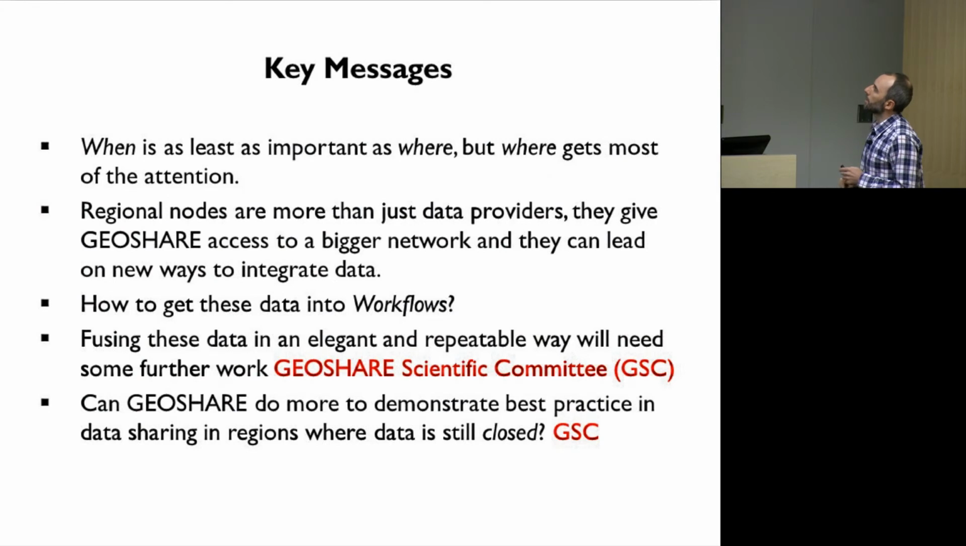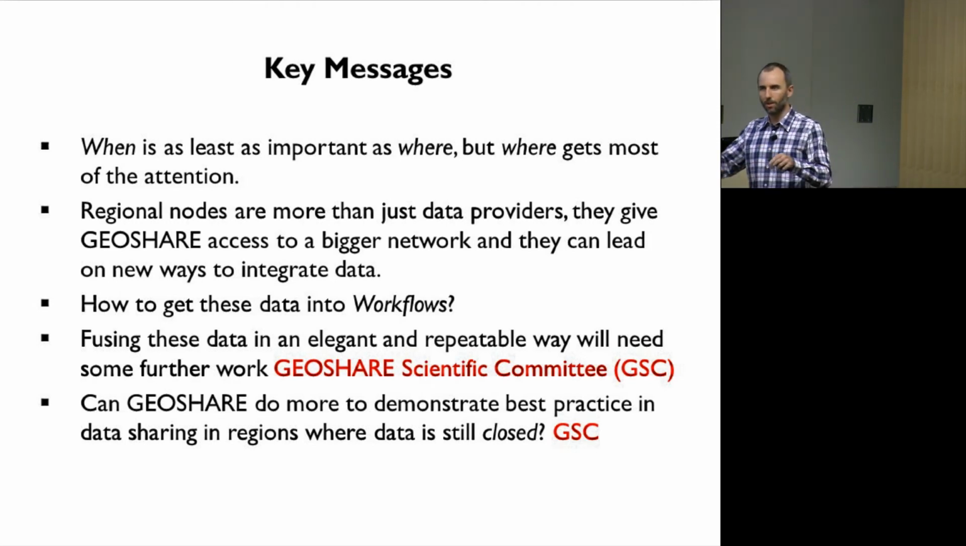So my key message here is that when is at least as important as where, and sometimes I feel we don't focus on the when enough. Not just the time series over multiple years, but within a year, what's going on in our agricultural systems. And regional nodes like IRI could provide not just data, but give you access to a bigger network. We're not just individuals. I think that was an interesting point in the previous presentation. These nodes are consortiums in themselves. They represent a user group.